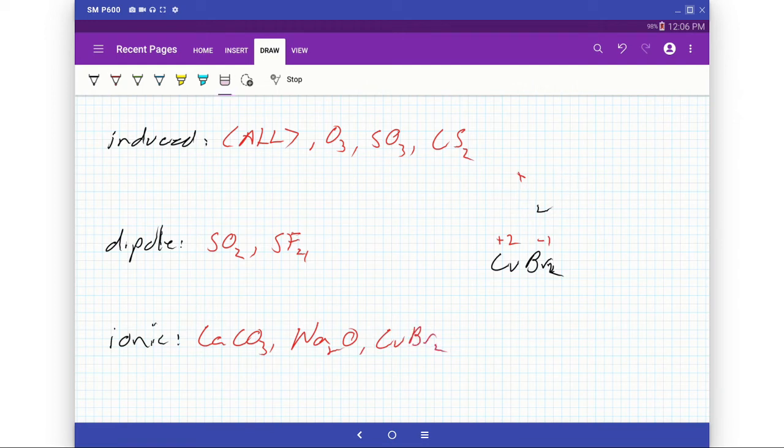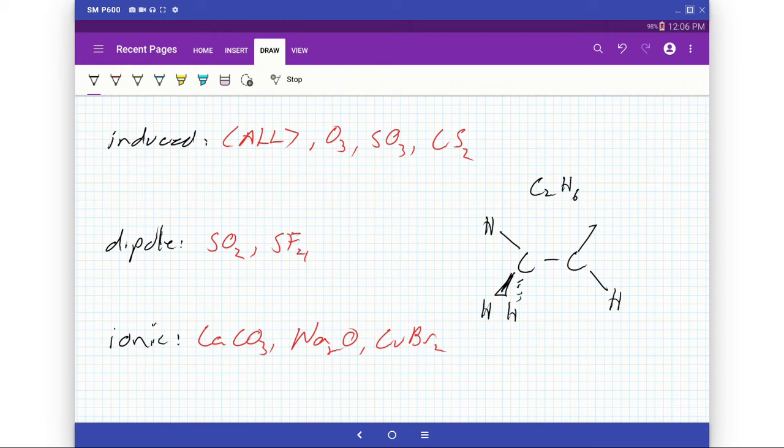C2H6. When you draw ethane, you end up drawing it in many different ways, but two things come out of it. One, the bonds are in general paired with something on the other side. So there is a degree of symmetry associated with this, and ethane is generally considered not to have a dipole moment.